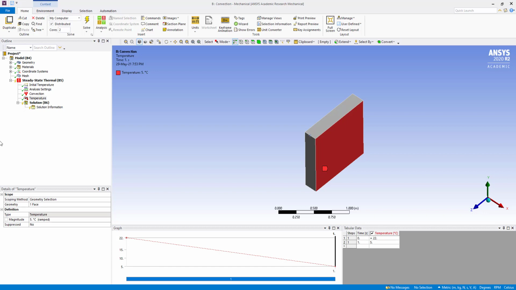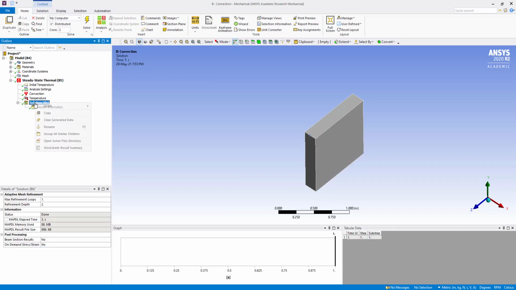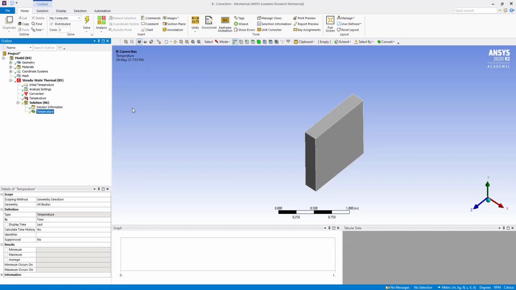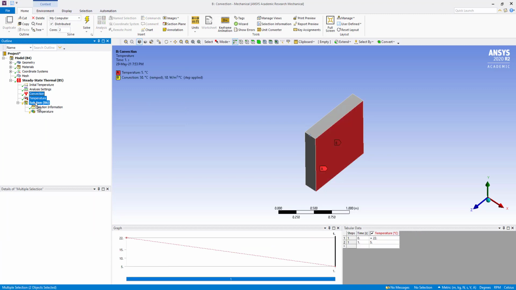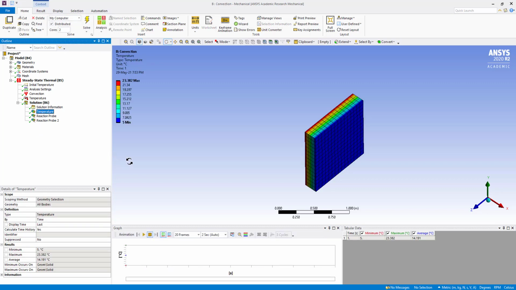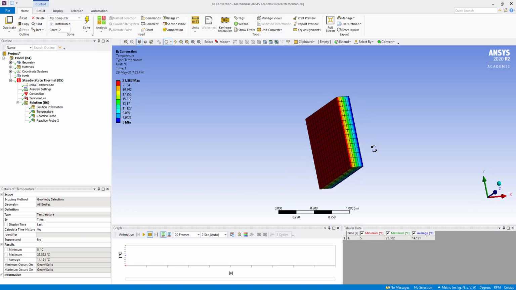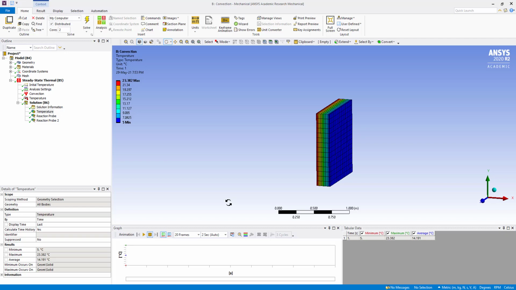Okay, now we are going to solve this model. Solve. So it has been solved. We are going to insert thermal temperature, and also click on these two things and drag to solution so we can get the reaction probe on the surface. Now we are going to evaluate all results. The temperature we can see is minimum 5, and the maximum will be on this face, that is 23.382.